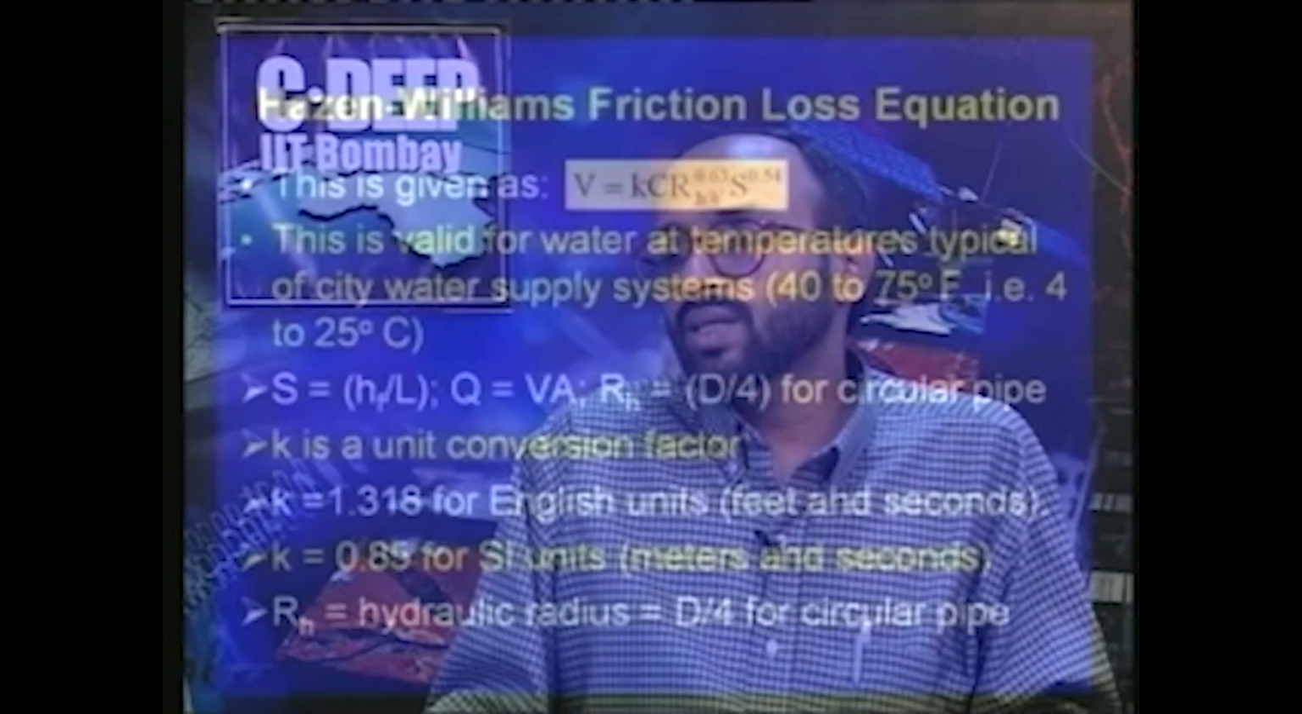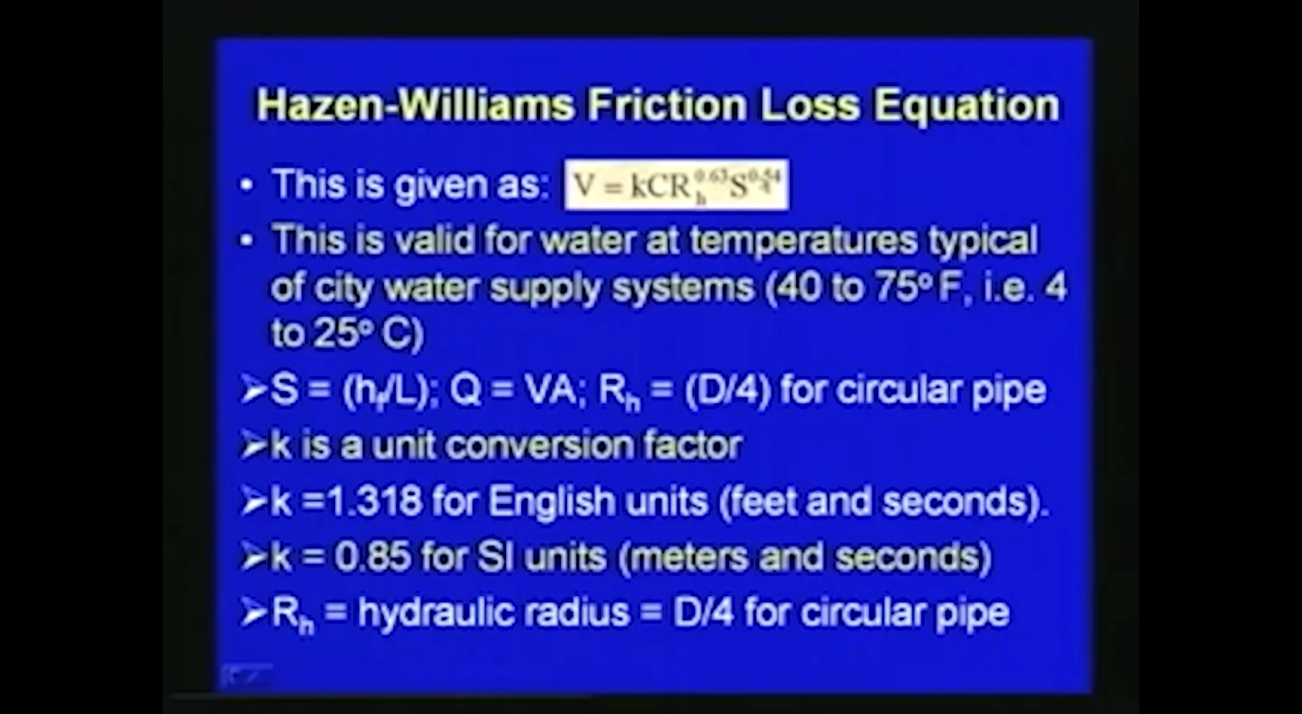The Hazen-Williams equation for velocity is given as V equal to K into C into Rh to the power 0.63 into S to the power 0.54. This equation is valid for water at temperatures typical of city water supply systems, ranging from 4 to 25 degrees centigrade. Here, S is equal to hf by L, which is the head loss hf per length L, and Q is the discharge, given as area times velocity.